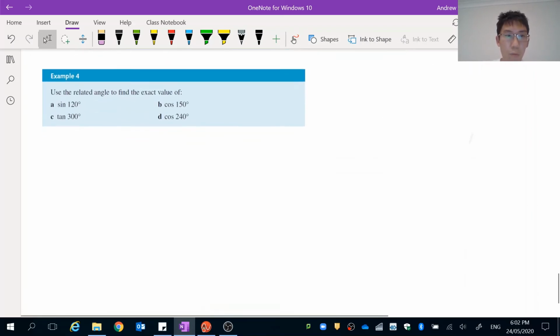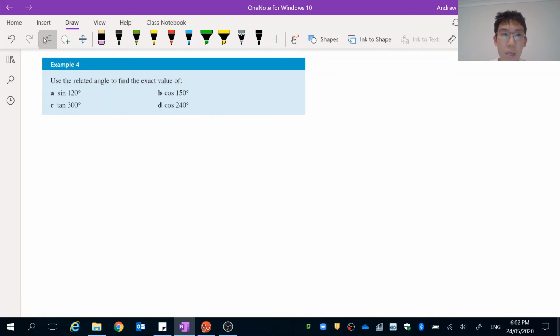Let's do example 4. Now we're basically doing the same thing as example 3, but this time we're using our memorized exact value table. I'm not going to refer back to it, so you can though, and you can double check these values. But I'm going to show you we can do this all from memory and from conceptual understanding. Use the related angle to find the exact value of sine 120.